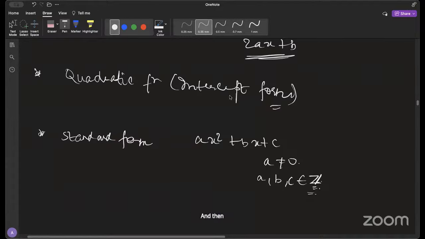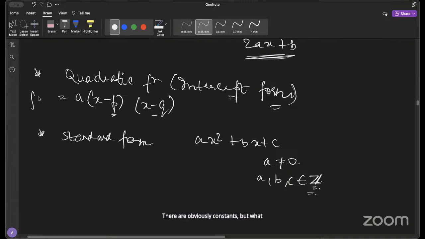And then for intercept form, you have this one. It looks like this: a(x - p)(x - q), where p and q are constants. What other than that are they? They are roots, zeros, x-intercepts. If you substitute x equals q, you get y equals 0. So they are x-intercepts.